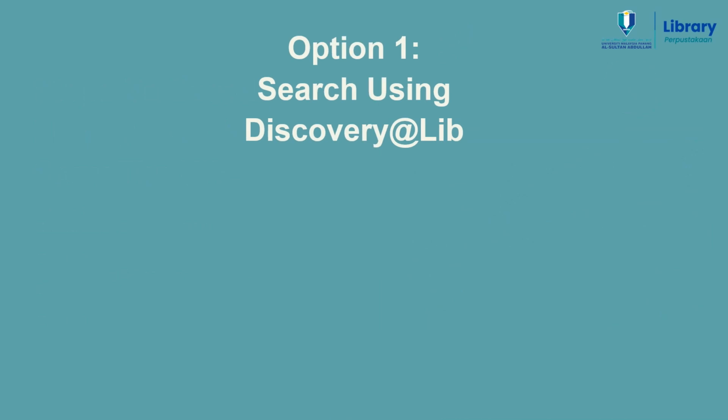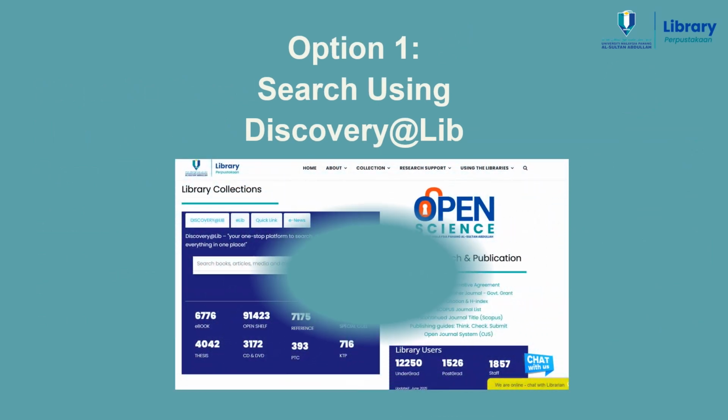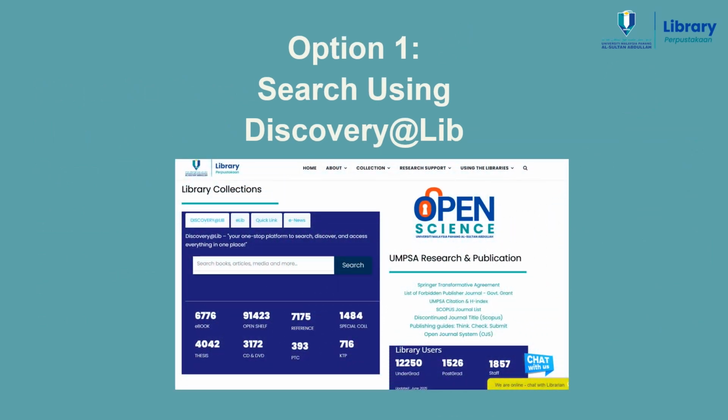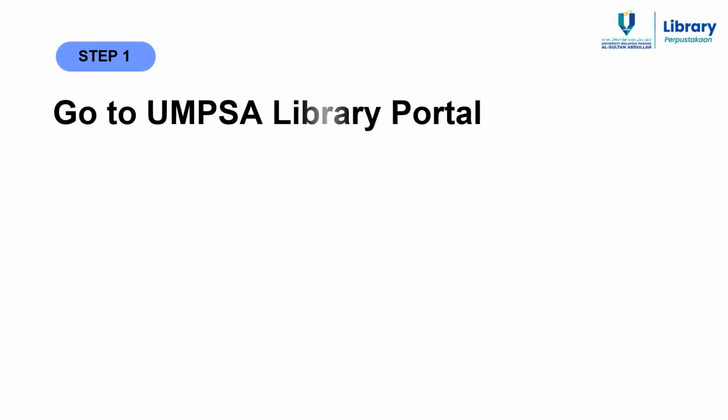Let's take a look at Option 1, search using Discovery at Lib. By using Discovery at Lib, you can quickly locate relevant content without having to sift through multiple sources manually. Now, let's walk through how you can access the library resources online. First, go to the website.